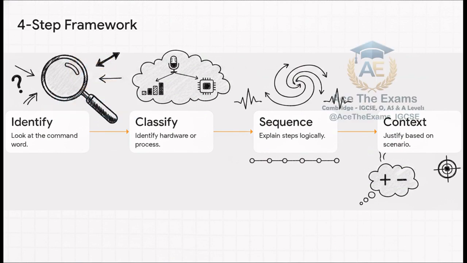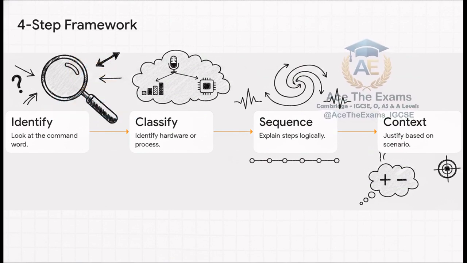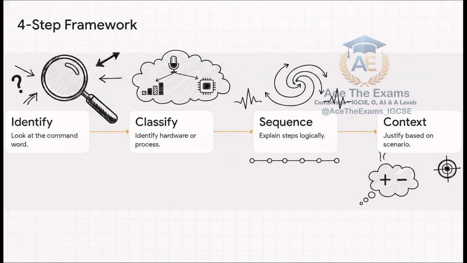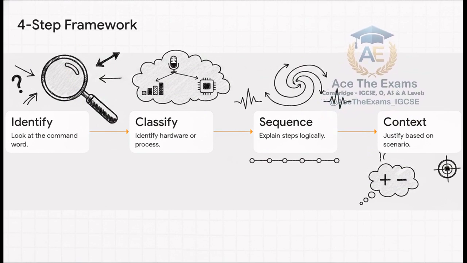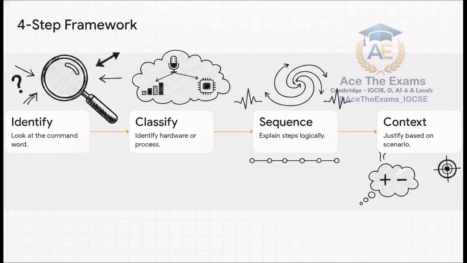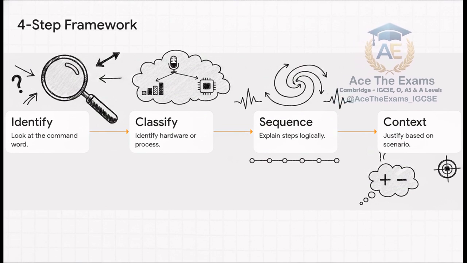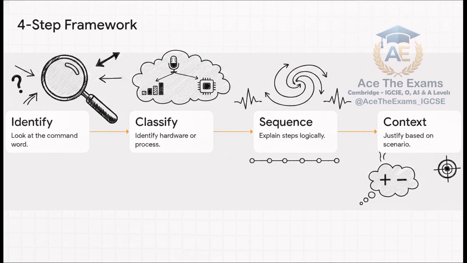Step 1. Identify the demand. Look closely at the command word. Is it asking you to describe, explain, compare, or evaluate? That changes everything. Step 2. Classify the concept. Are we talking strictly about sample rate, sample resolution, or the physical hardware itself, like the ADC?